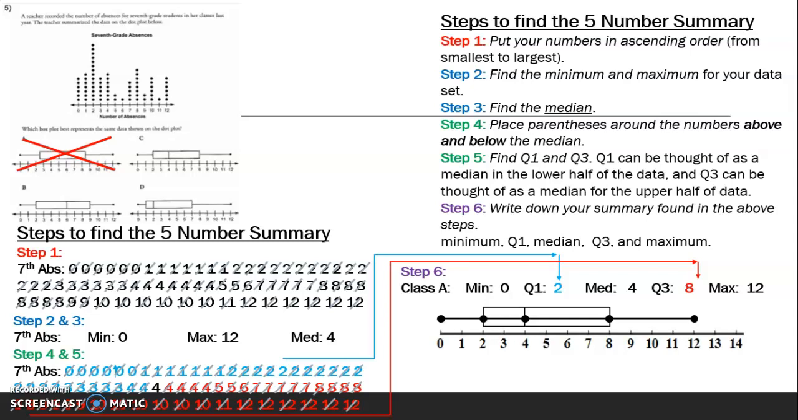We go to B. B says minimum at 0, okay. Then we have a quartile 1 at 2, yeah, looks about right. But our median is at 6 in answer choice B, so that can't be it. Okay, so we go to D. We have a minimum at 0, good. Quartile 1 is at 1, that's wrong. So it has to be at 2. Okay, so it can't be D. So then that means that our only answer choice which matched perfectly is answer choice C. So there we go. That's the way you do it.